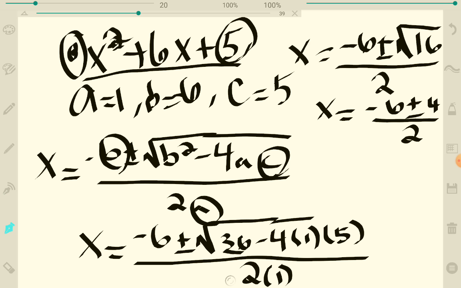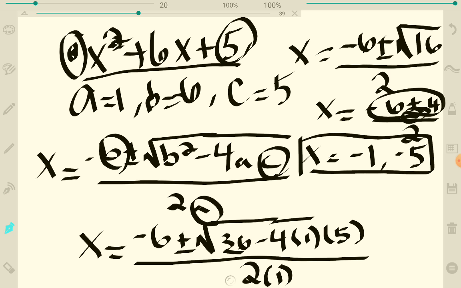And once we get here, we need to do negative 6 plus 4 divided by 2, and negative 6 also minus 4 since it's plus minus. So for plus, when we add them together, we get negative 1. And when we subtract them, we get negative 5. And that's going to be our answer for this problem.